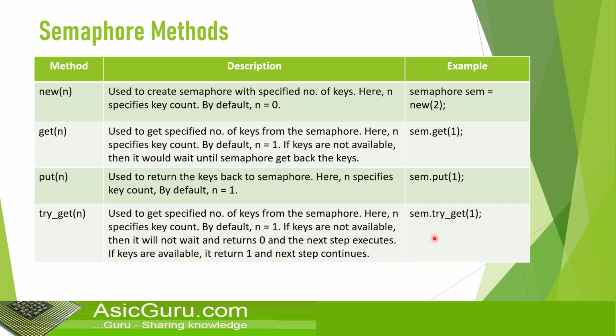Finally, we have the try_get method. So it is a non-blocking version of get. So in case of get, if you are calling this function with argument value as 1, and if keys are not available, then it would wait until the required number of keys are available. But in case of try_get, if the requested number of keys are available, it takes them and returns 1. But say if keys are not available, then it won't wait. It simply returns 0 and moves on without waiting. So this is useful when you don't want your thread to wait.